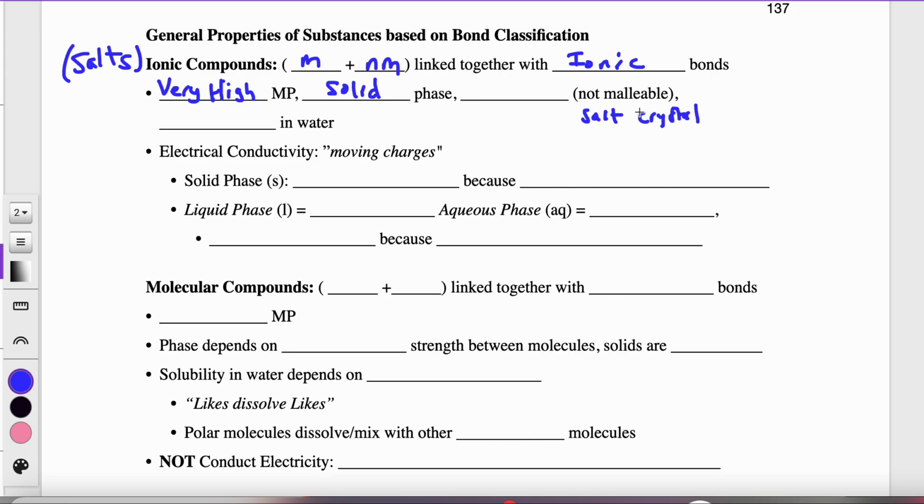If you hit a crystal with a hammer, you don't flatten it, you crush it. So they tend to be brittle. And when you take a scoop of a salt or an ionic compound and put it in water and stir, they tend to dissolve in water.